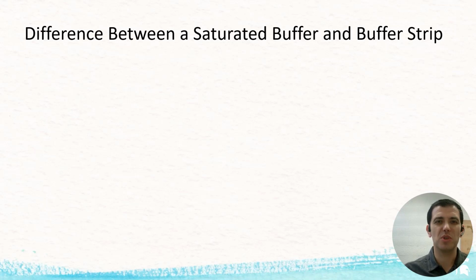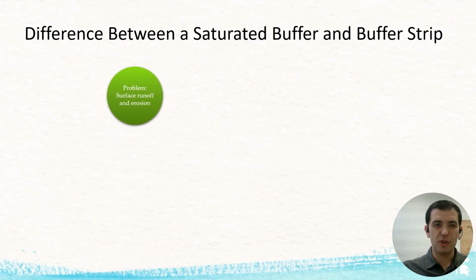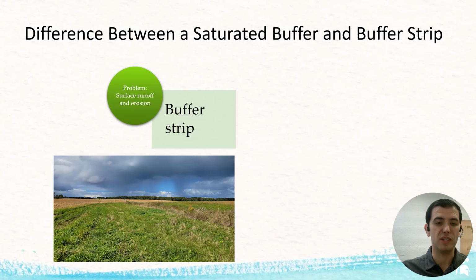What's the difference between a saturated buffer and a buffer strip? When the problem is surface runoff and erosion from the edge of the field into the drainage ditch, in that case, a buffer strip is going to be suitable, where you can see in this photo, there's a grass buffer here, reducing surface runoff and reducing erosion.